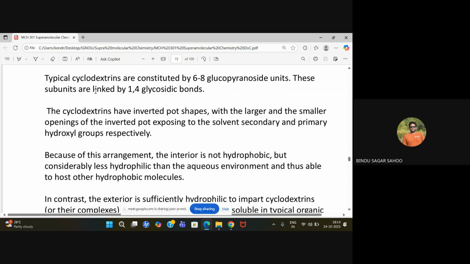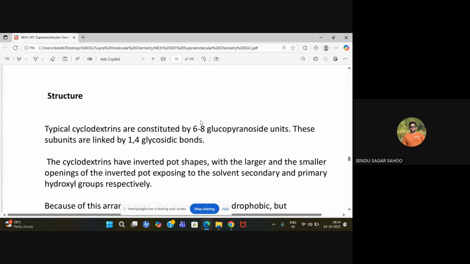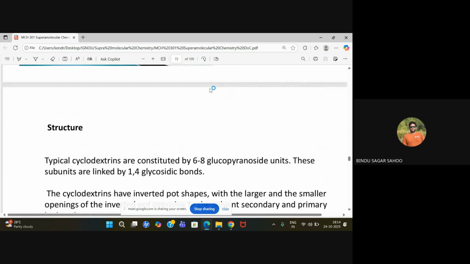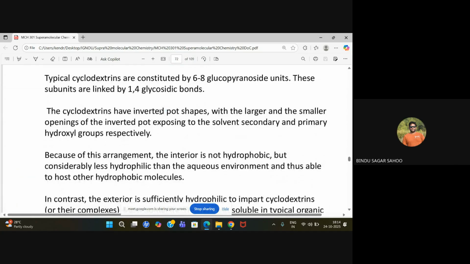The same thing, cyclodextrins are constituted by 6 to 8 glucopyranose units. These subunits are linked through 1,4 glycosidic bonds. And the cyclodextrins have an inverted pot-shaped structure, with the larger and the smaller opening of the inverted pot exposing the secondary and primary hydroxyl groups. So one side will have secondary hydroxyl groups and the other will have primary hydroxyl groups.